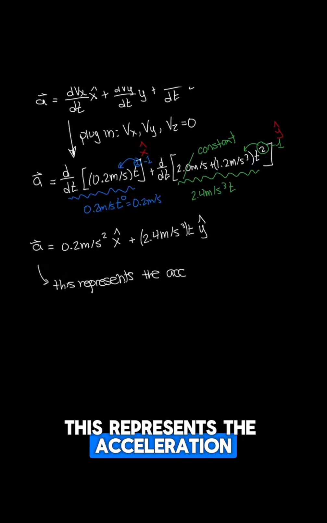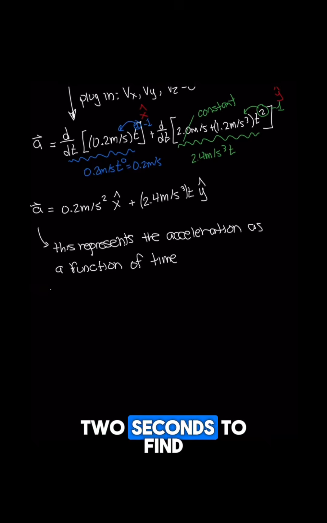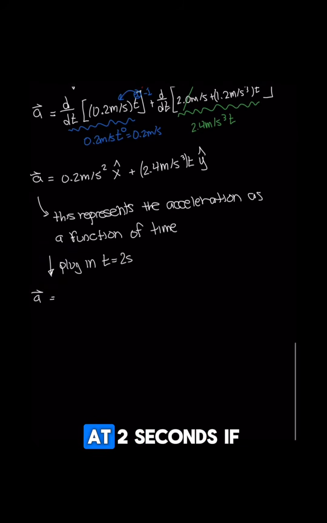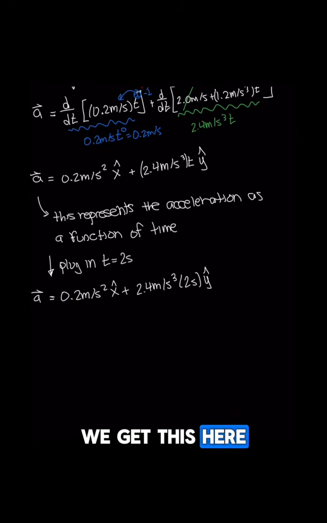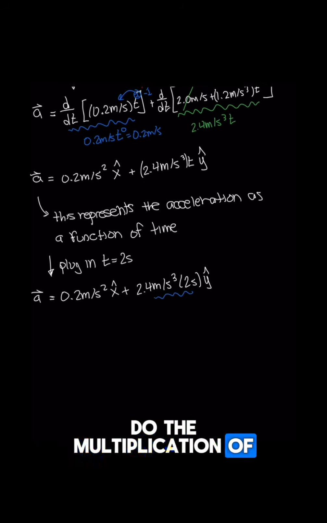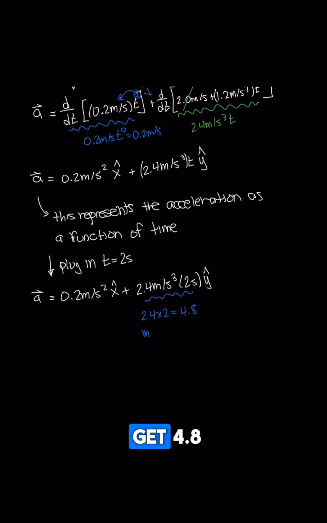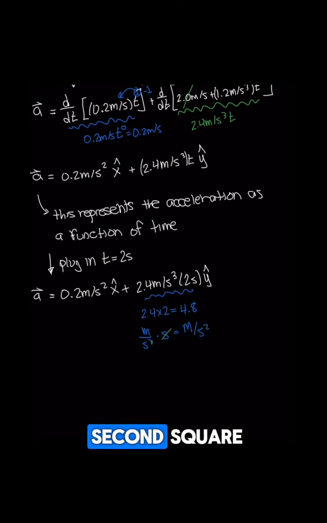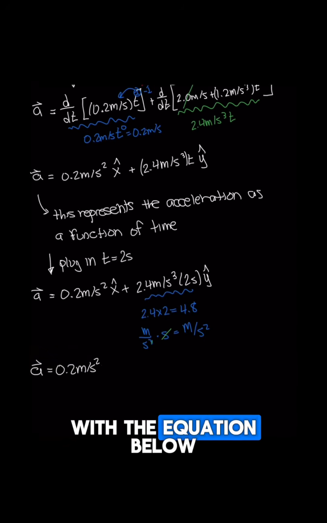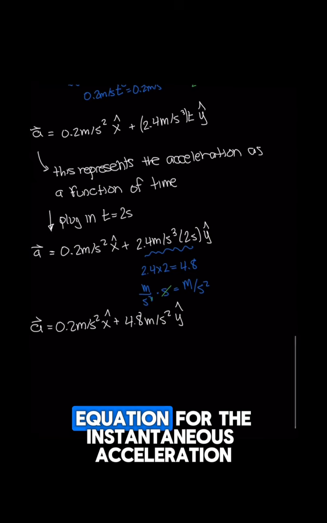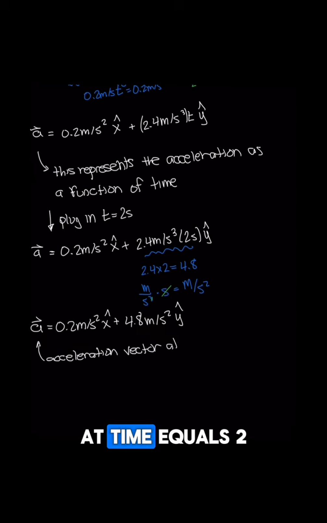This represents the acceleration as a function of time. We got to plug in 2 seconds to find the instantaneous acceleration at 2 seconds. If we plug that in, we get this here, and then we can do the multiplication of the term on the right. Multiply the amplitudes, we get 4.8, and if we multiply units, we get meters per second squared. This will leave us with the equation below, just knowing that this is now the equation for the instantaneous acceleration at time equals 2 seconds.